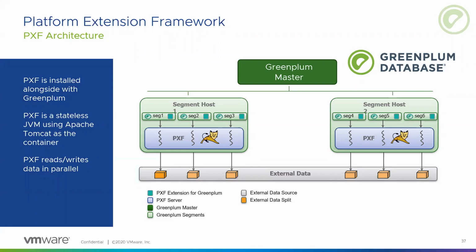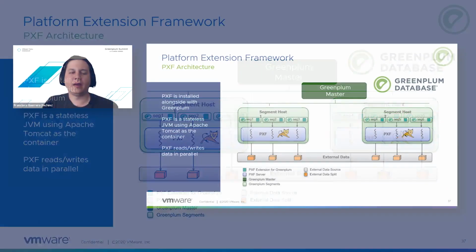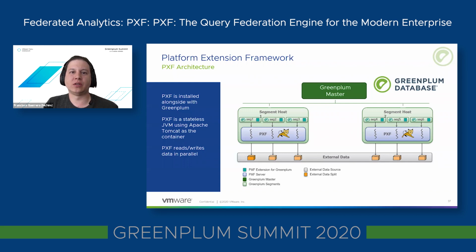The second component is the PXF server. The PXF server is a stateless Java virtual machine which uses Tomcat as the container. The PXF server is started on every segment host. In this diagram, we have 2 segment hosts, and therefore we have 2 PXF servers. Typically, a user query originates on some client. It can be psql, DBeaver, or some other application interacting with the Greenplum master. The query is then dispatched by the Greenplum master to all segments. The PXF extension running on every segment will then interact with the PXF server using the REST API endpoints.